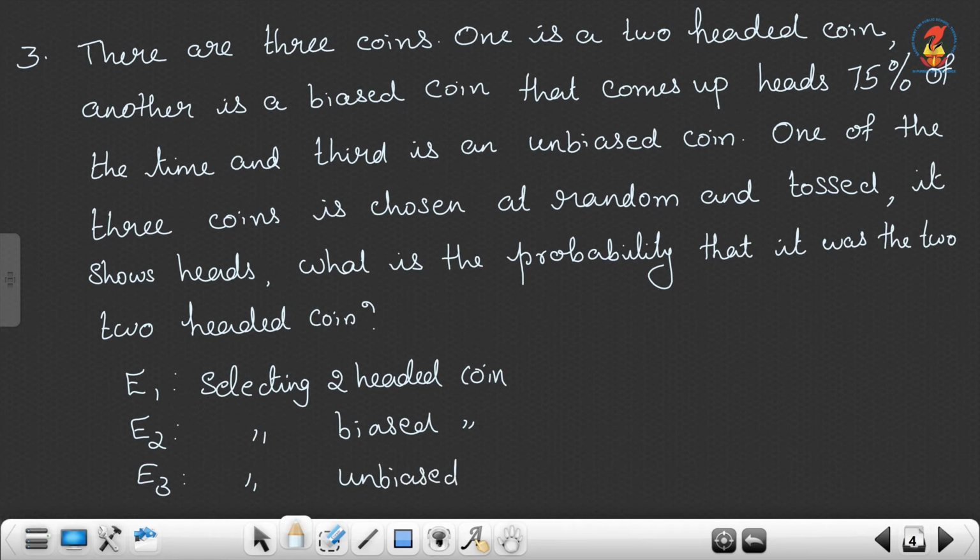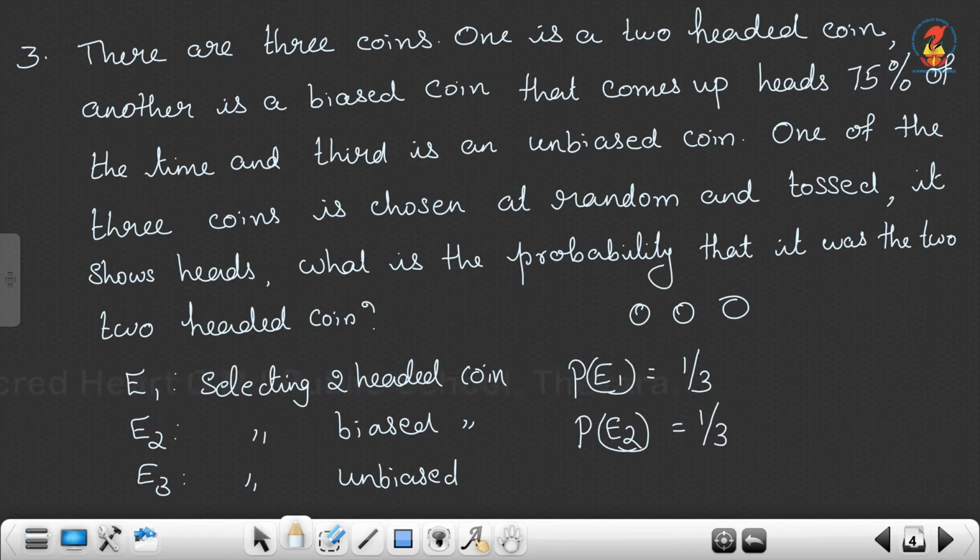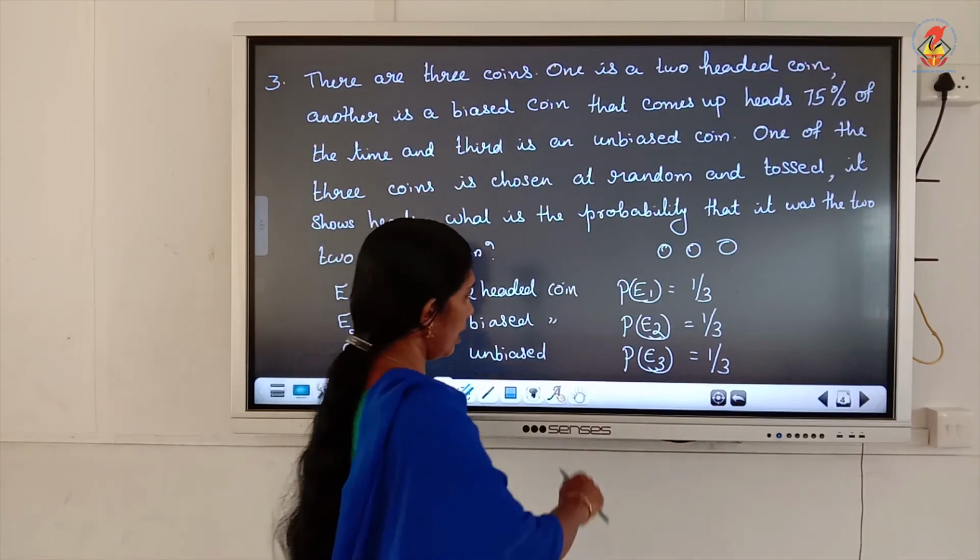Okay. So what is the probability? P of E1. We have 3 coins, selecting one of the coins. That is the experiment. So selecting two-headed coin, only 1 out of 3. So that is the same as P of E2. P of E2 means selecting biased coin. That's only 1 biased coin out of 3. Then P of E3, selecting unbiased coin. That is only 1 out of 3. So all the probabilities, P of E1, P of E2, P of E3, are 1 by 3.